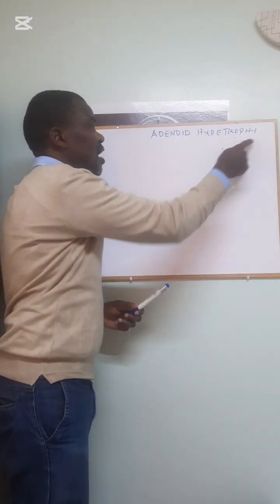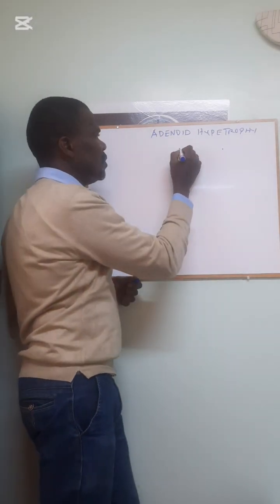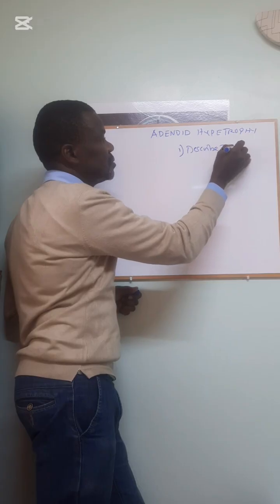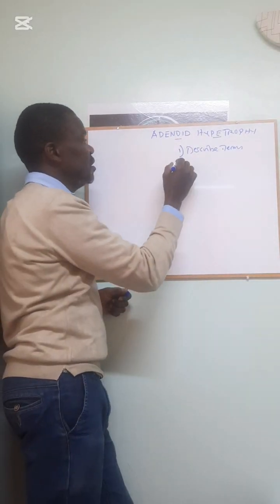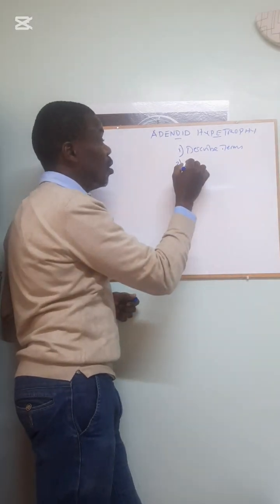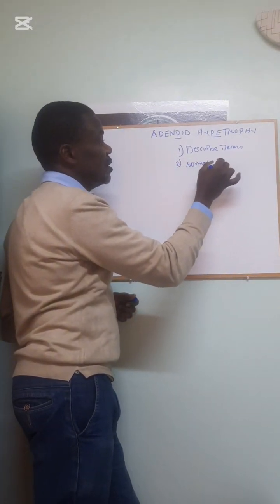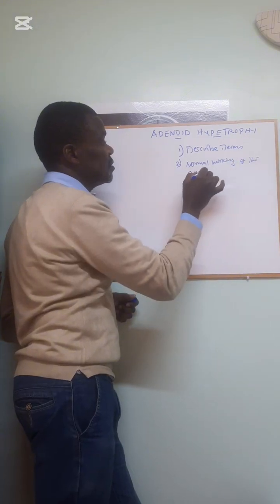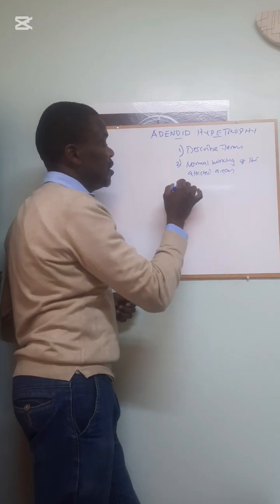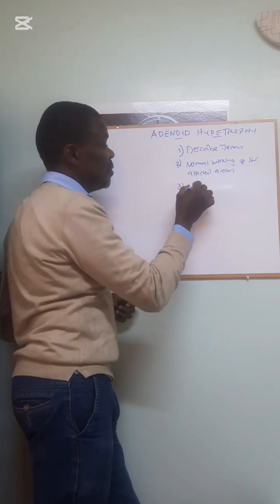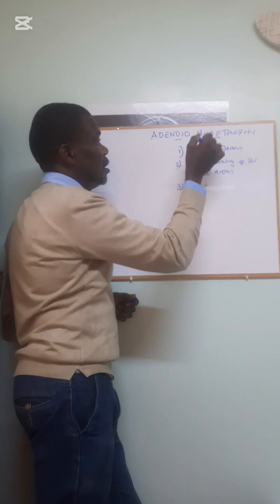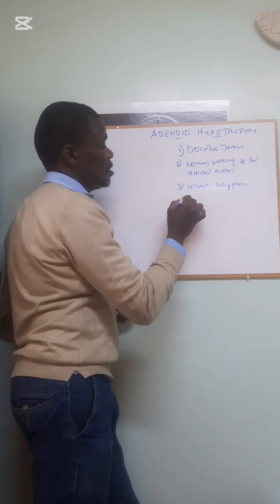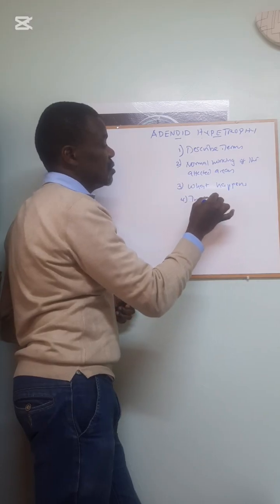Adenoid hypertrophy. As usual, number one, we are going to describe the terms. What is adenoid and what is hypertrophy? Number two, we are going to discuss the normal working of the affected areas. Then number three, we look at what happens when the affected areas get the hypertrophy or when they get sick. And number four, we'll of course discuss treatment.